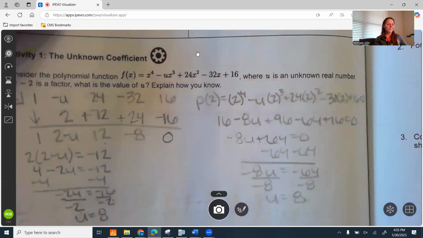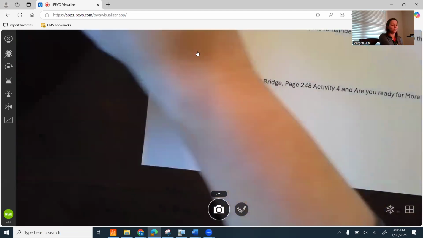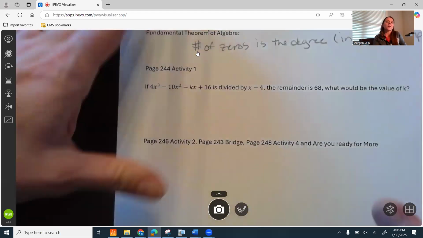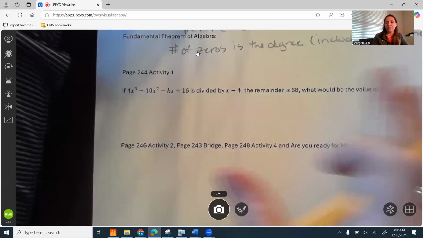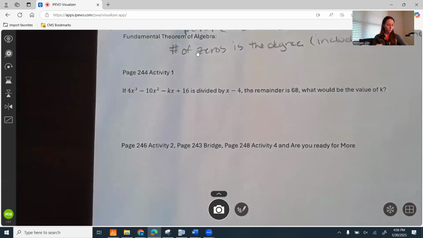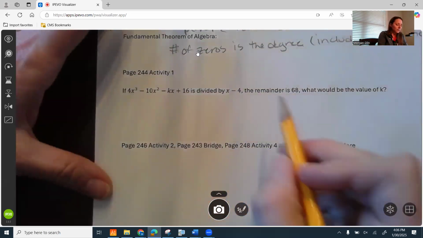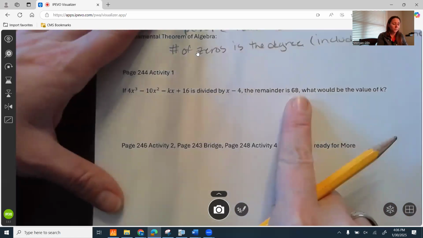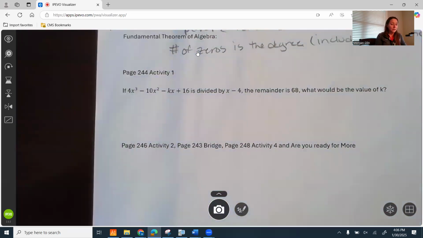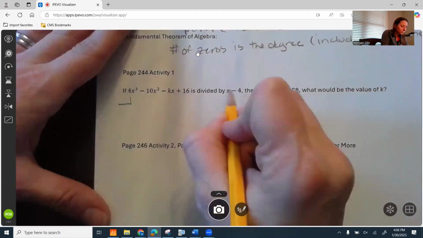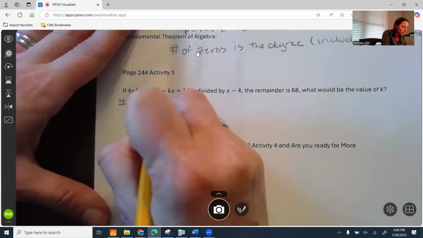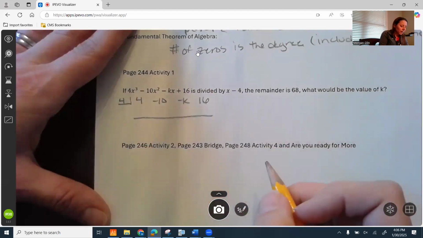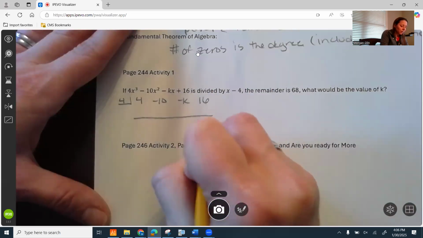So I'm going to go to that worksheet. It's actually the one I erased just a second ago. I just have it on this worksheet instead. All right, so here we go. This time, instead of u, I put k there. K is like a common variable they use when we're missing something. Now this time, instead of saying it's a factor, they actually gave us the remainder. Again, you can use synthetic division. 4 would go in the box, and it would be 4, negative 10, negative k, and 16. If the remainder is supposed to be 68, we would write it right here.